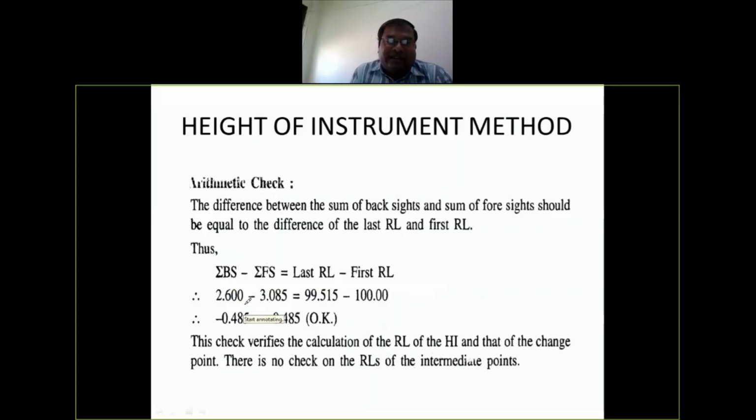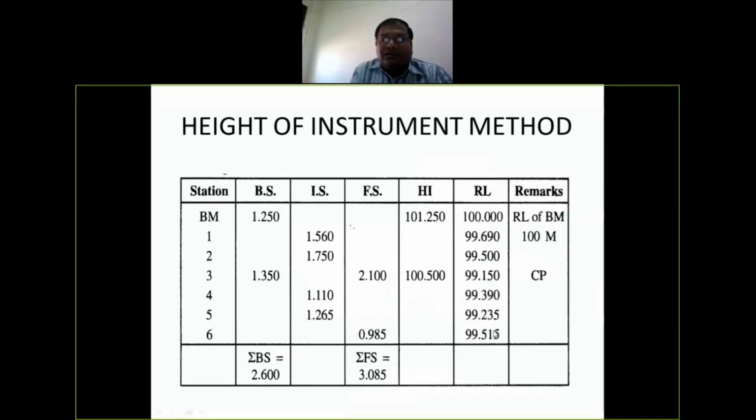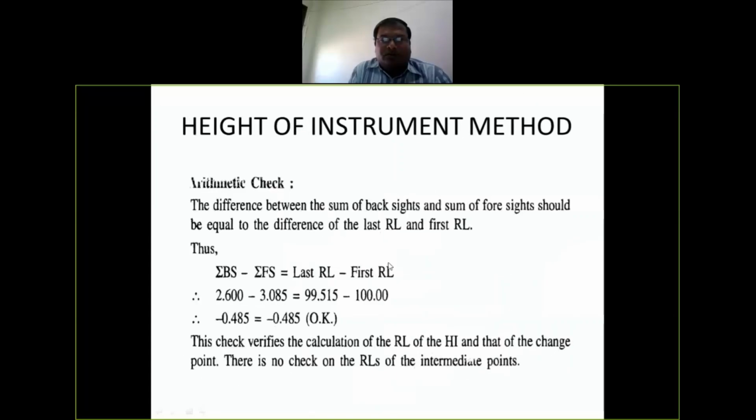Summation BS you have already calculated. Summation FS you have already calculated. Last RL, what is your last RL? We can see here, this is your last RL, and this is your first RL. So by this way, you have to do the checks.